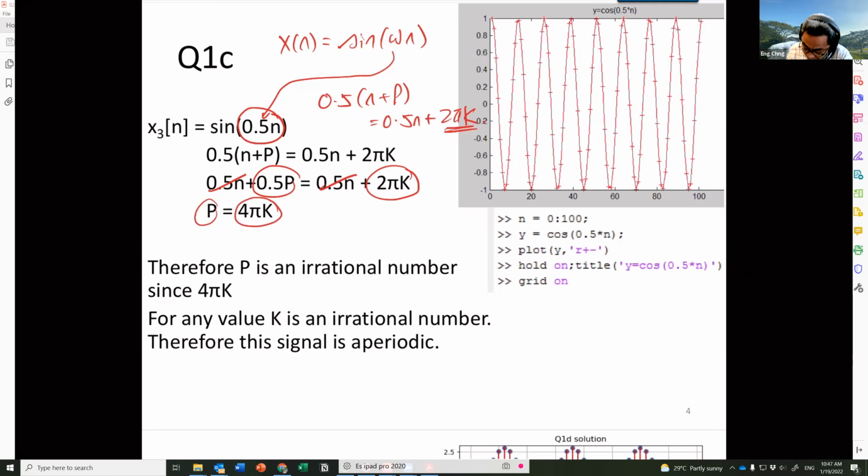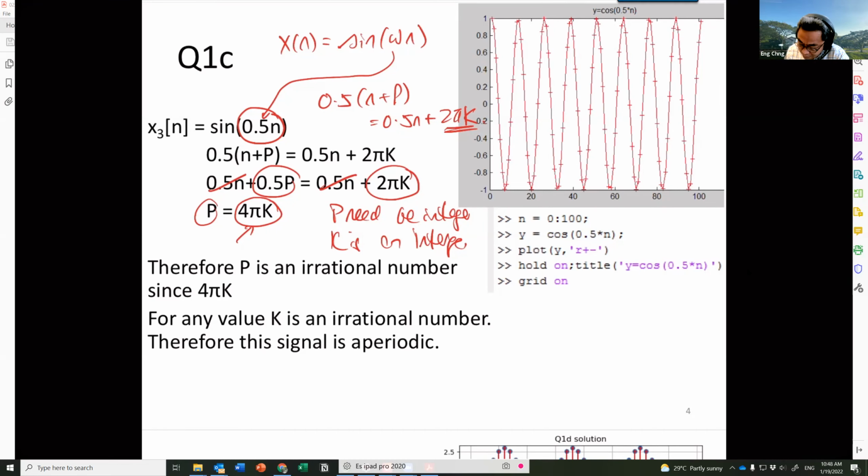What's wrong with 4πk? Well, p needs to be an integer. K is an integer, any integer. But 4πk is an irrational number, due to pi being irrational. So p can never be an integer. So in this case, this very simple-looking, innocent-looking equation does not repeat.